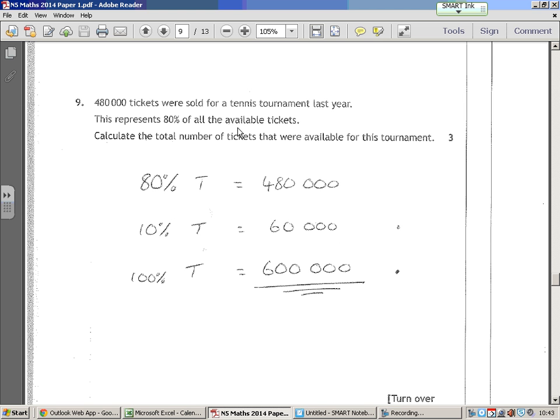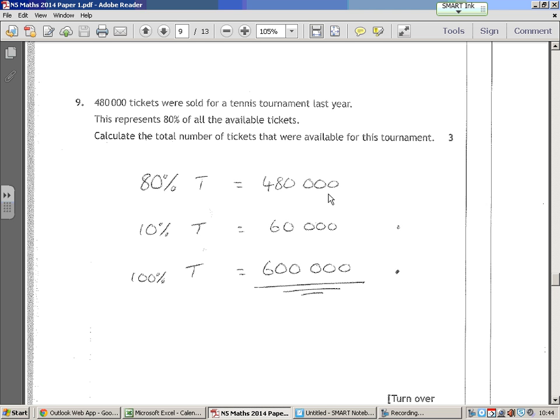Question number 9. 480,000 tickets were sold for a tennis tournament last year. This represents 80% of all the available tickets. Calculate the total number of tickets that were available for this tournament. So 80% of the total amount was 480,000.